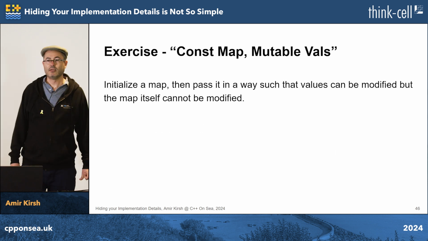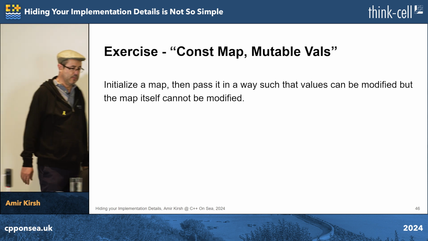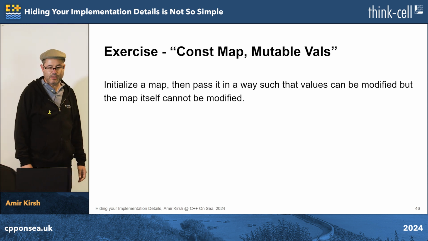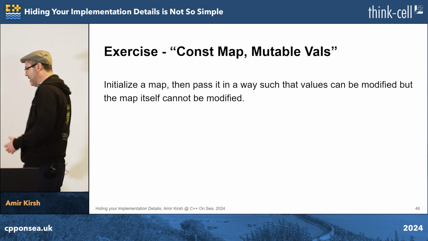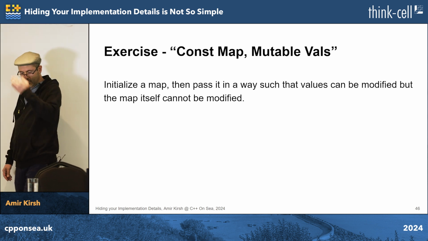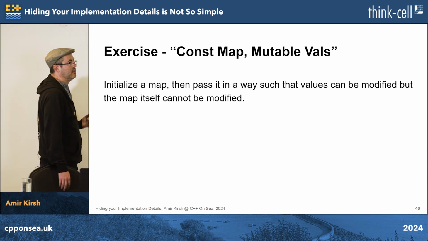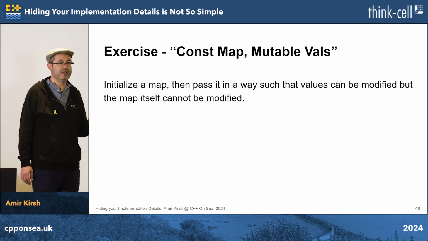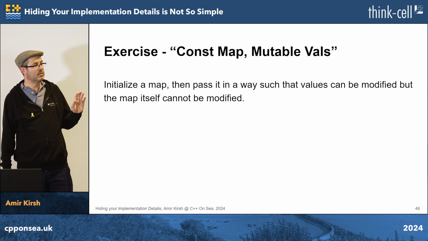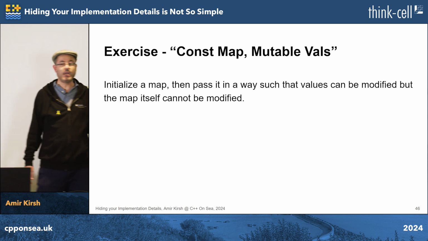Let's take an exercise. Are you ready for an exercise? Okay, it's a programming exercise, so you can program it, you can write it with me. Initialize a map, then pass it in a way such that the values can be modified, but the map itself cannot be modified. I want to create a map, then I want to pass it to a function whose requirements are that the function may change the values, but should not modify the map itself by erasing or inserting new values, okay? That's a requirement. Can we pass the map as const ref? Can we pass the map by value?